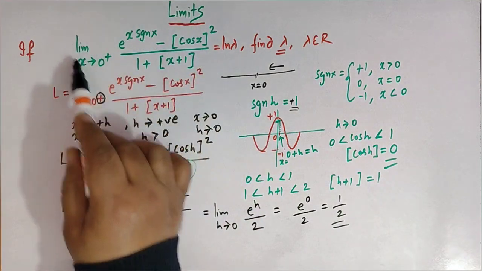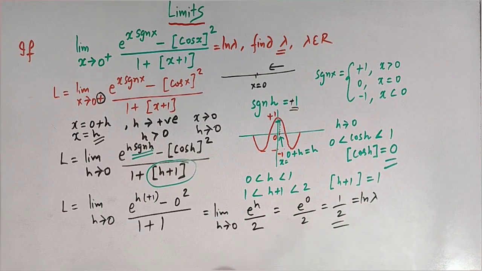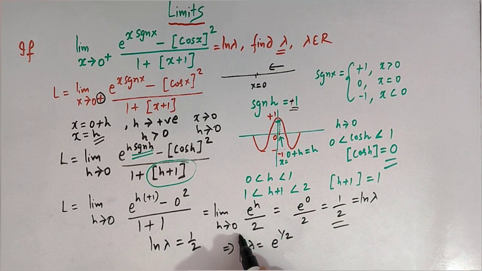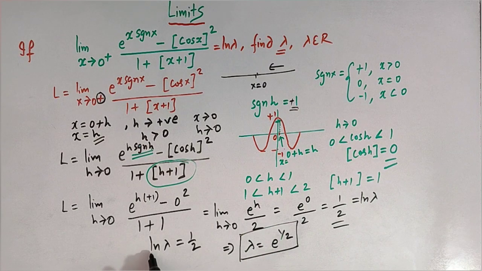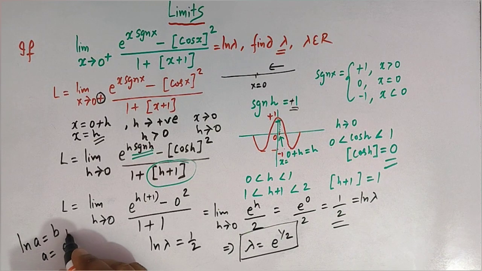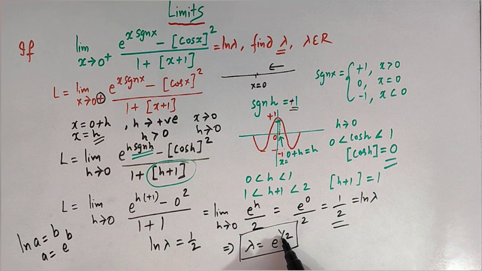And in the given problem we are given that this limit is equal to log of lambda, right? So we have log of lambda is equal to half. So by the definition of logarithms, we can now write lambda is equal to e raised to half, right? So the value of lambda is equal to e raised to half, right? So here we have used the fact that if we have log of a is equal to b, then a is equal to e raised to b, right? So the value of lambda is e raised to half.